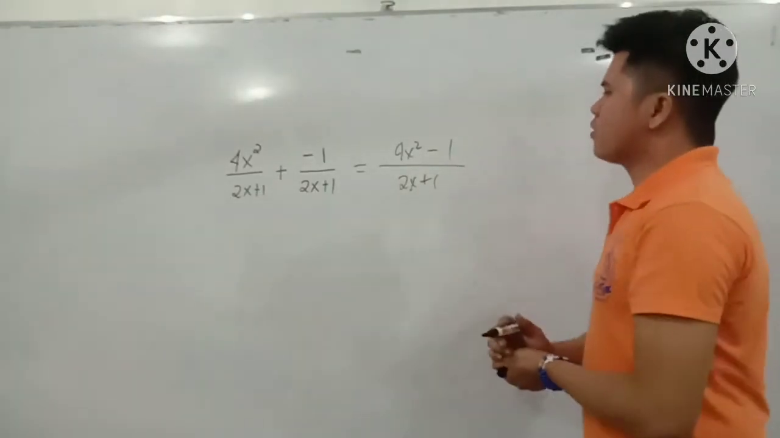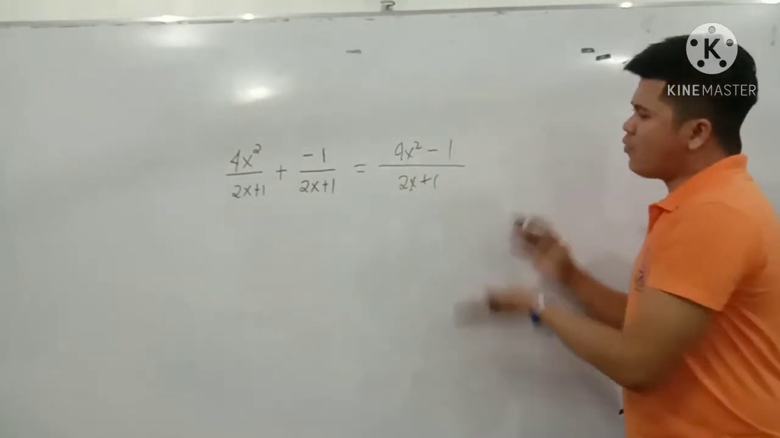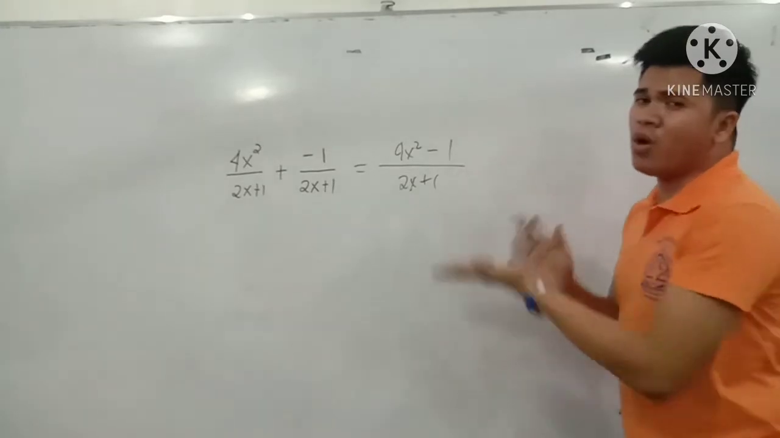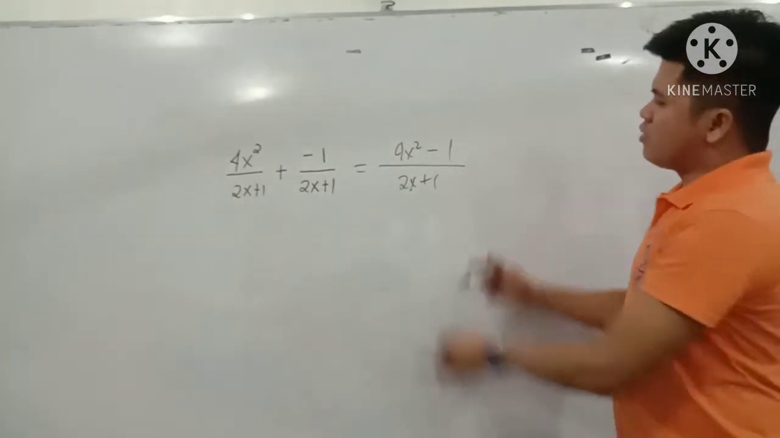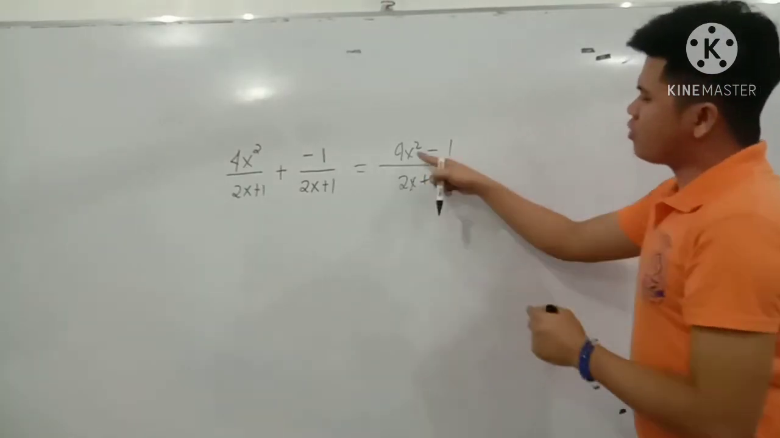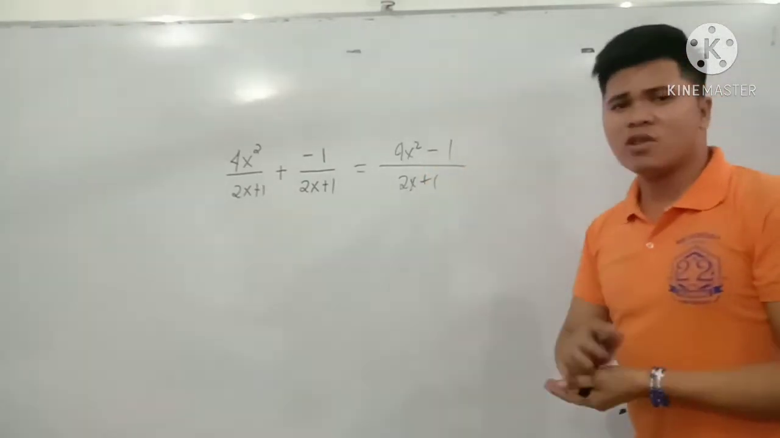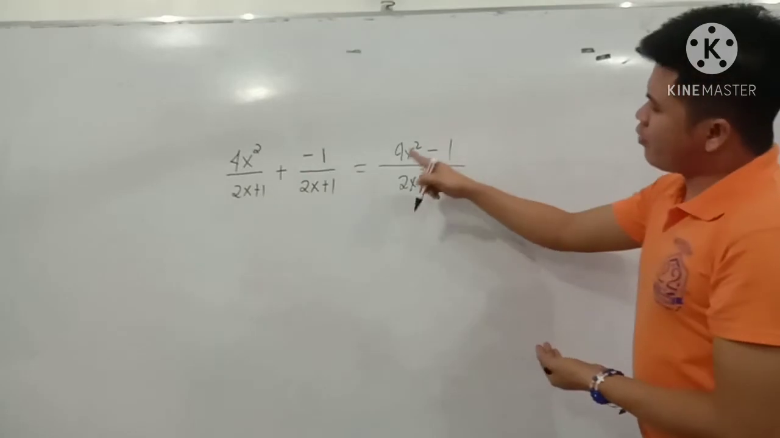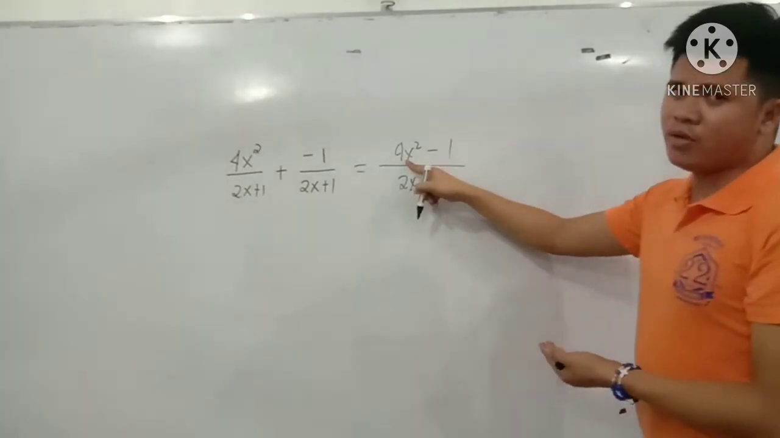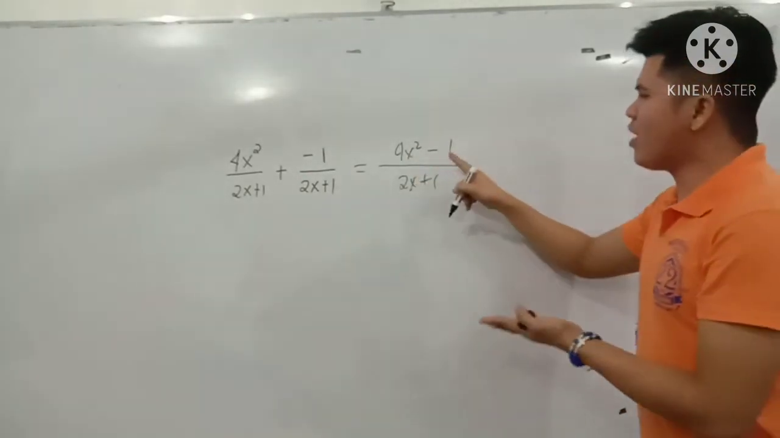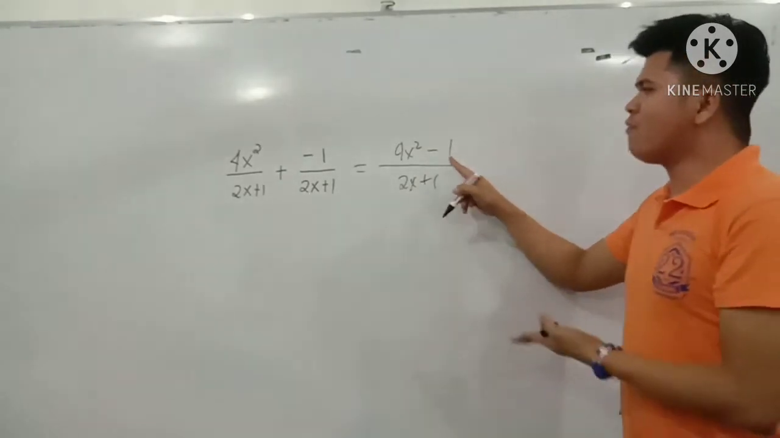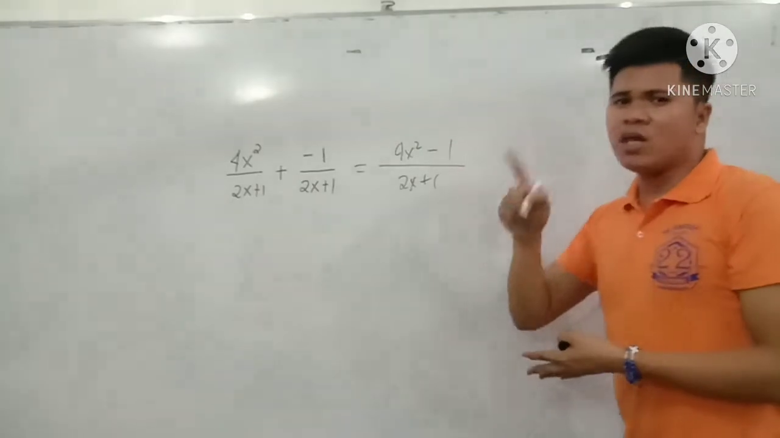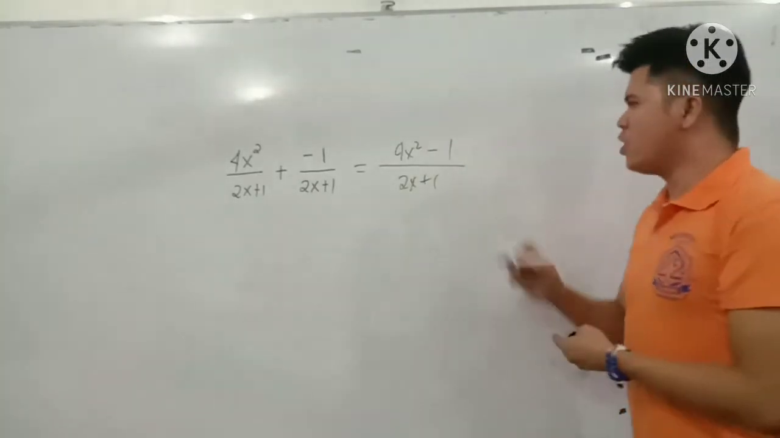And then, observe, our numerator is in the form of the difference of two squares, am I right? Because in the numerator, both terms are perfect squares. Our first term, 4x squared, is a perfect square, as well as our 1, which is also a perfect square. So therefore, we can factor our numerator by using the difference of two squares. So we have here.